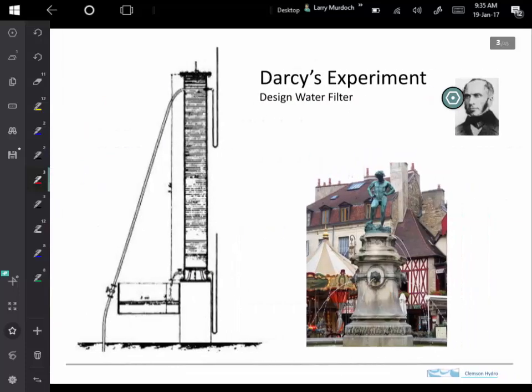And as it turns out, sand filters play an important role in how we analyze flow through porous media, because it was an experiment done by Darcy back in the middle 1800s on sand filters, or basically an experiment that he did trying to understand how sand filters work, that led to Darcy's Law, which is an important foundation for understanding flow through porous media.